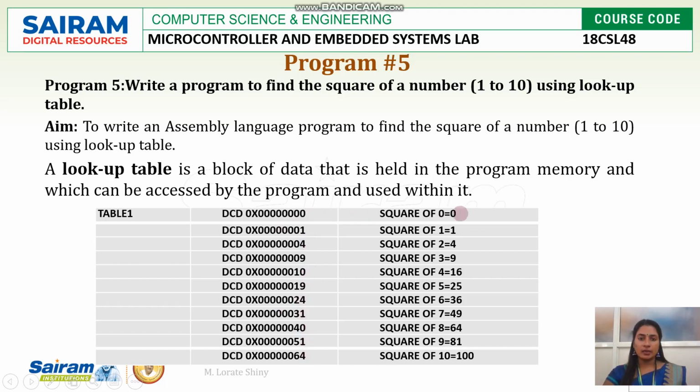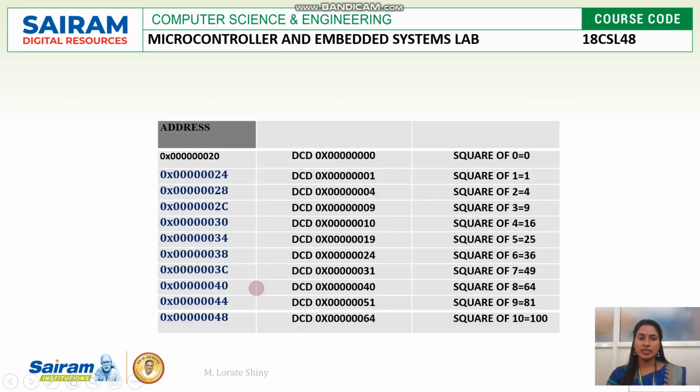Okay. And as we all know, every data will be having the address. So in the next table we will see the address. Okay. So address is assumed 00000020 for the first data, which is nothing but square of 0, then 24 for the square of 1, 28 for square of 2, 2C for the square of 3, 30 for square of 4, 34 square of 5, 38 square of 6, 3C square of 7, 40 square of 8, 44 square of 9, 48 square of 10. Okay, so these are the addresses.